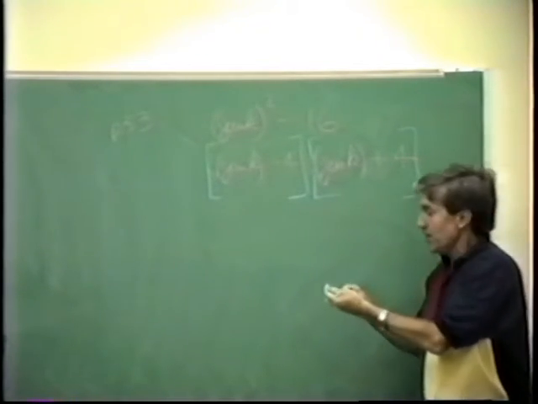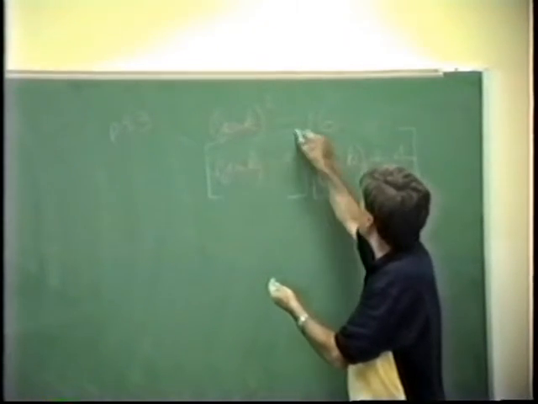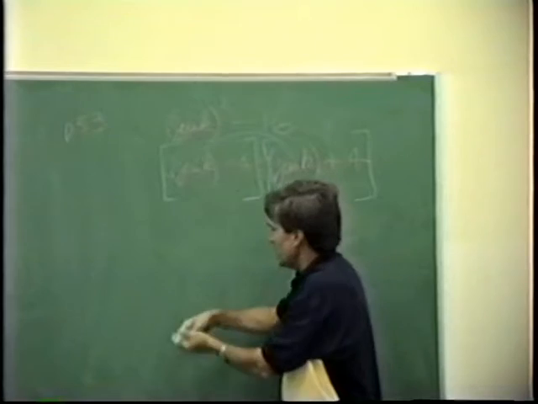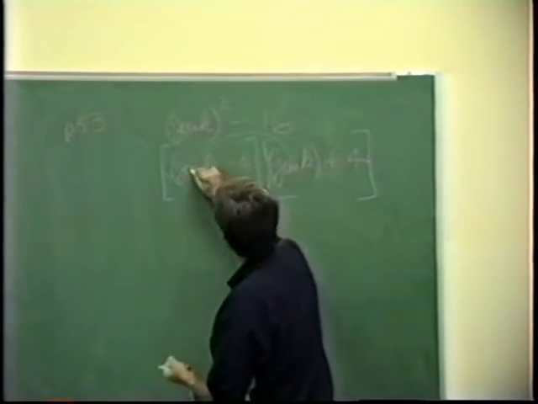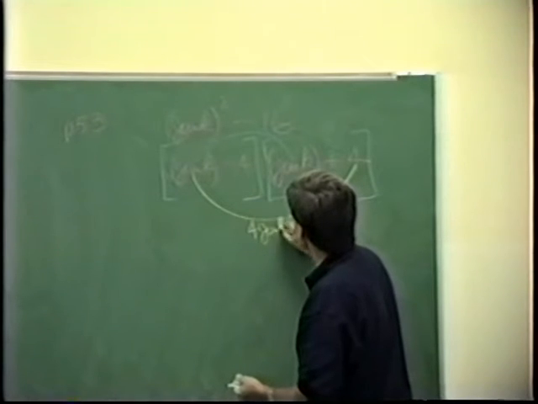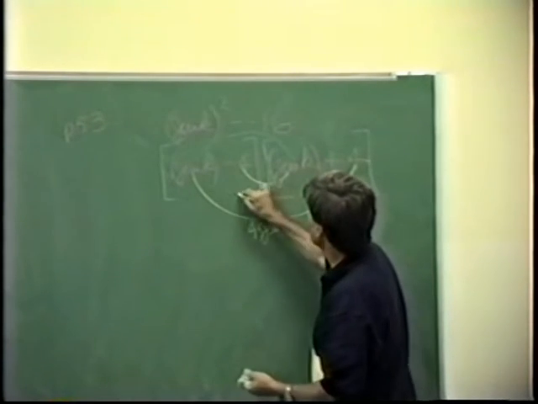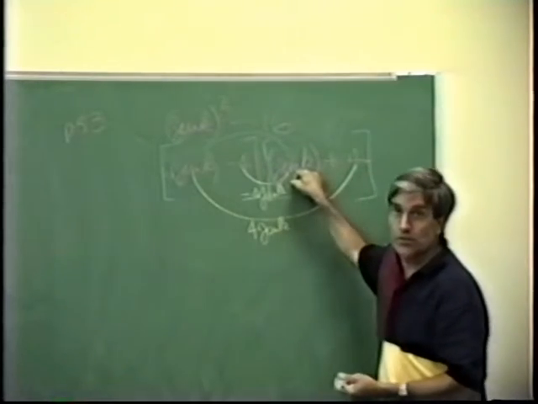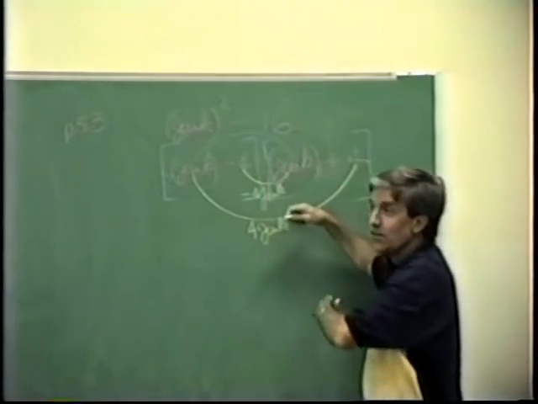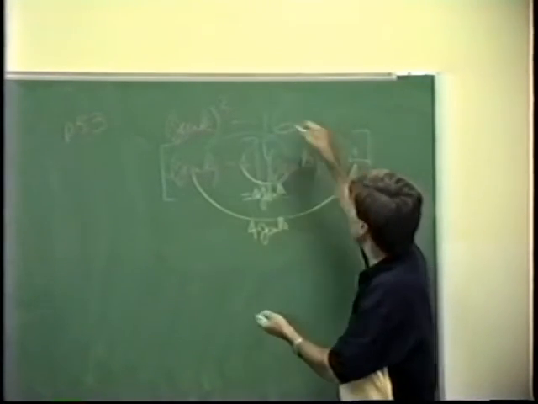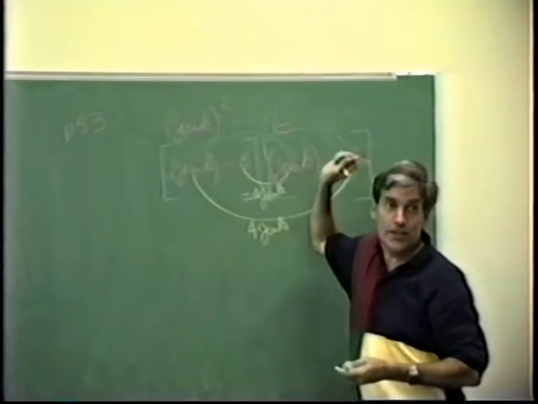If you FOIL it out, first times first would be what? Junk squared. And then what's the outer times outer, and the inner times inner? Outer times outer would be 4 junk. And what happens to the inner times inner? Negative 4 junk. And you see, it subtracts out. So the junk subtracts out. And then the last times last would have to be negative 4 times positive 4, which is negative 16, okay?